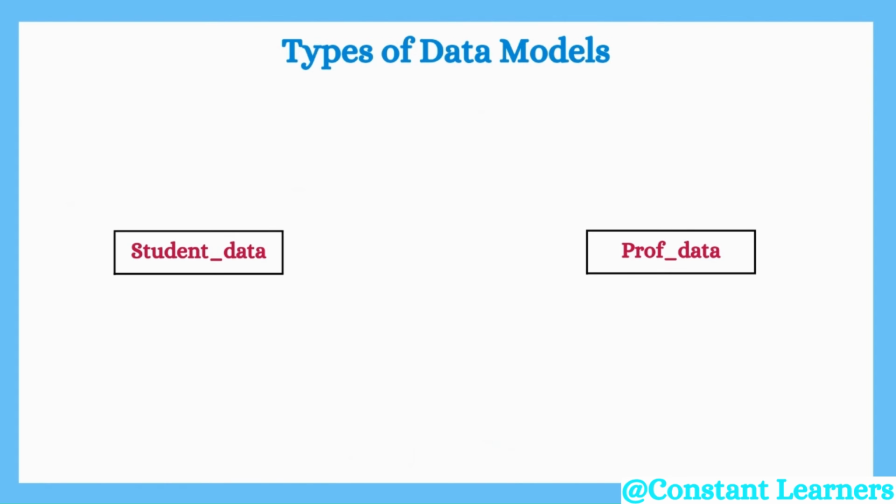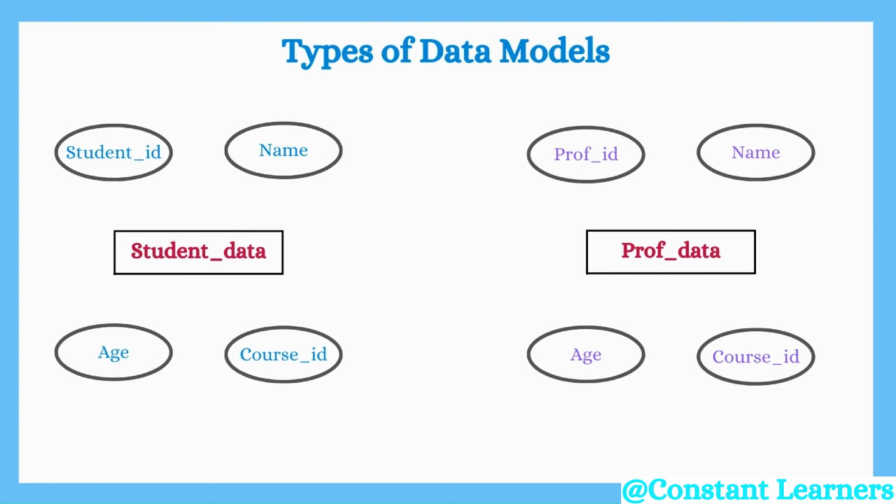We know that in the entity relationship model, we represent the entities inside a rectangle. So this is our entity 1, student_data. This is our entity 2, prof_data, because that is the data about the professors. Then we have the attributes represented inside ovals. Here we have student ID, name, age, and course ID. Again here we have the professor ID, name, age, and again the course ID.